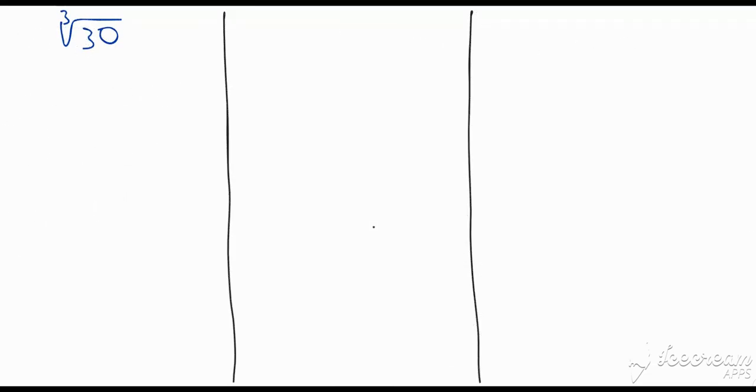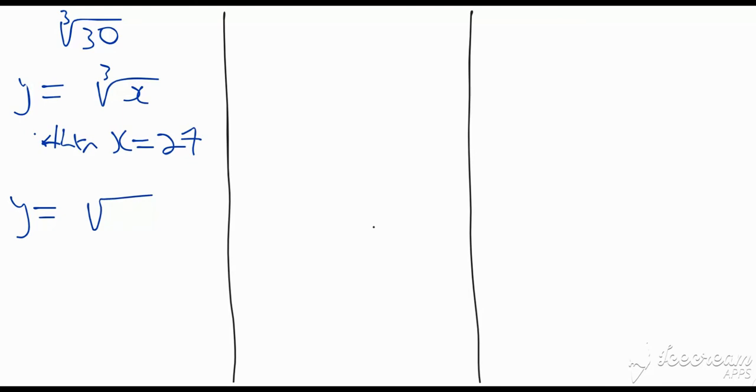Now for my second example, I'm going to be looking at the cube root of 30. So just like the first question, I'm going to start by writing my function. So y is equal to the cube root of x. Now, what is the closest number to 30 that I know the cube root of? That would be 27. So we can say when x equal 27, y is equal to the cube root of 27. So y is equal to 3.